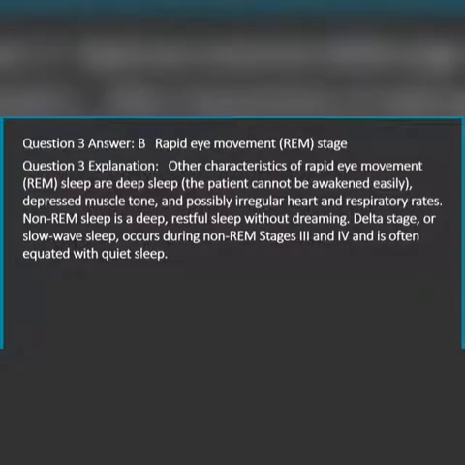Question 3 Explanation: Other characteristics of rapid eye movement, REM, sleep are deep sleep, the patient cannot be awakened easily, depressed muscle tone, and possibly irregular heart and respiratory rates. Non-REM sleep is a deep, restful sleep without dreaming. Delta stage, or slow-wave sleep, occurs during non-REM stages 3 and 4 and is often equated with quiet sleep.